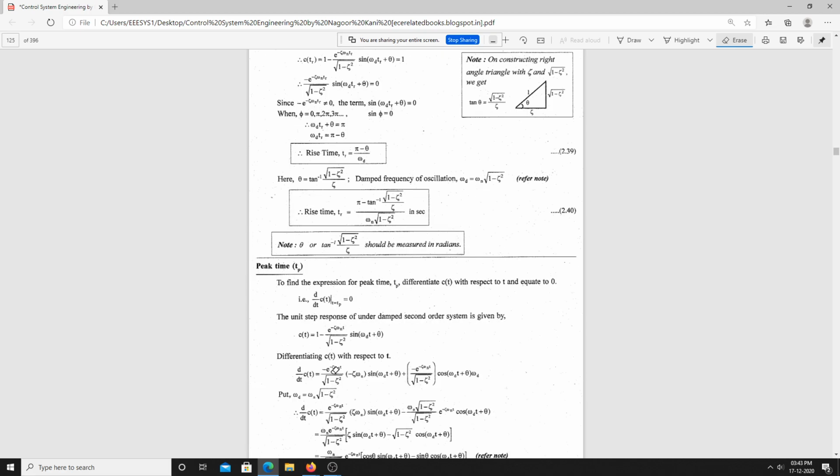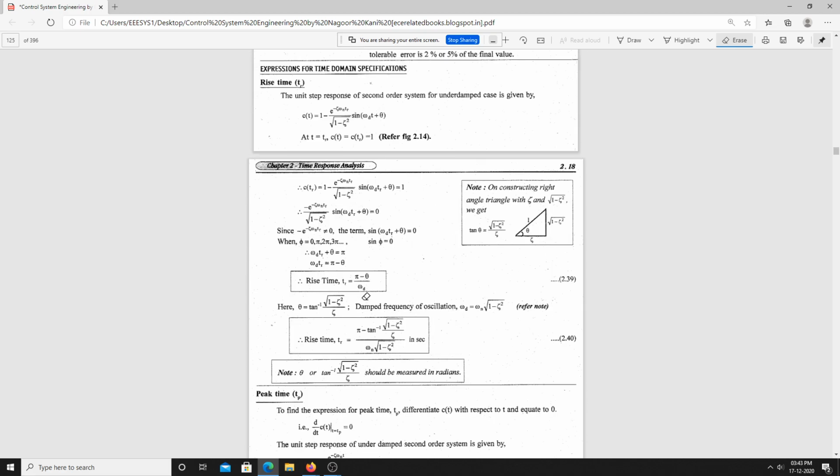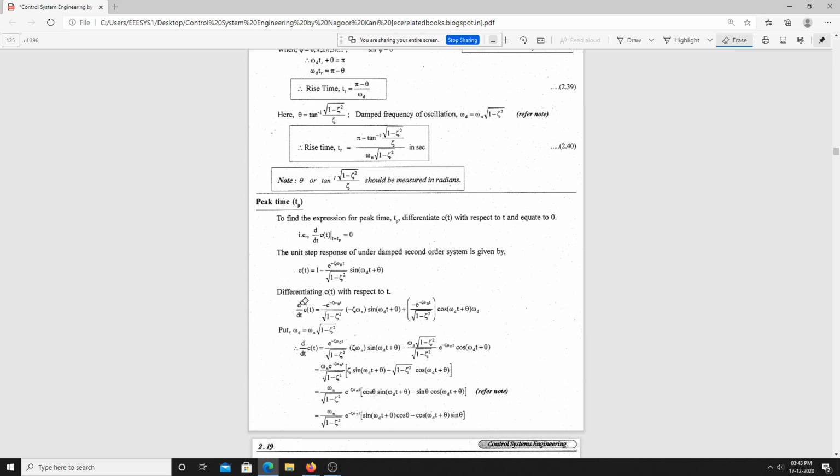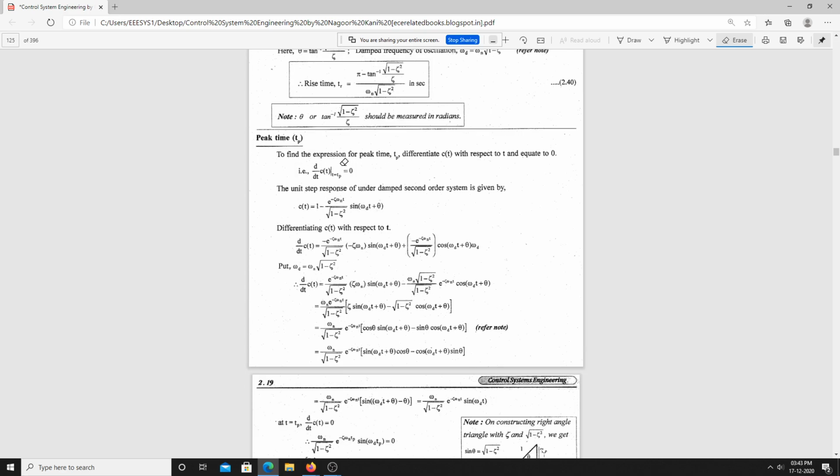Now, okay, fine. When we come back to the peak time, we suppose to find the expression for the peak time. To find the expression for the peak time, first of all, we are supposed to differentiate c of t with respect to t and equate it to 0.